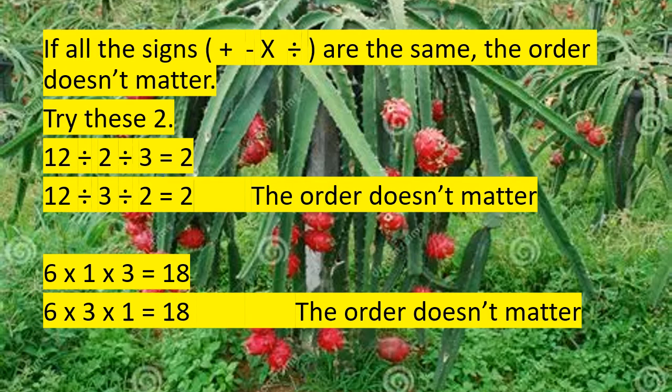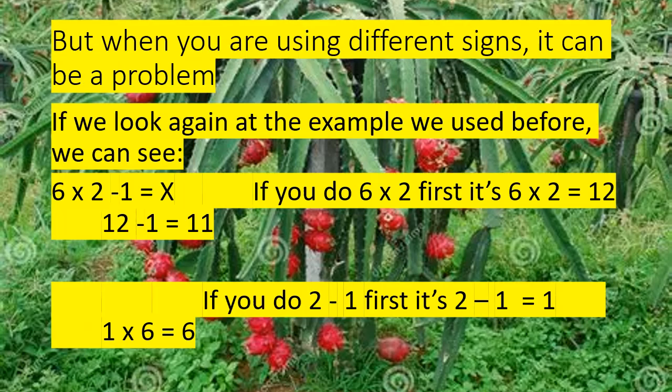So these two, 12 divided by 2 divided by 3 equals 2. So 12 divided by 2 is 6, divided by 3 equals 2. Then the next one, 12 divided by 3 is 4, divided by 2 equals 2. Again, the order doesn't matter. And the multiplying one, 6 times 1, 6 times 3 is 18. Or 6 times 3, 18, times 1 equals 18. Doesn't matter the order at all.